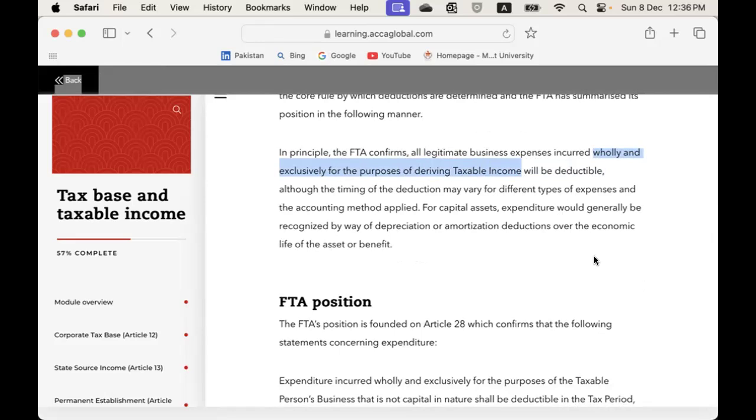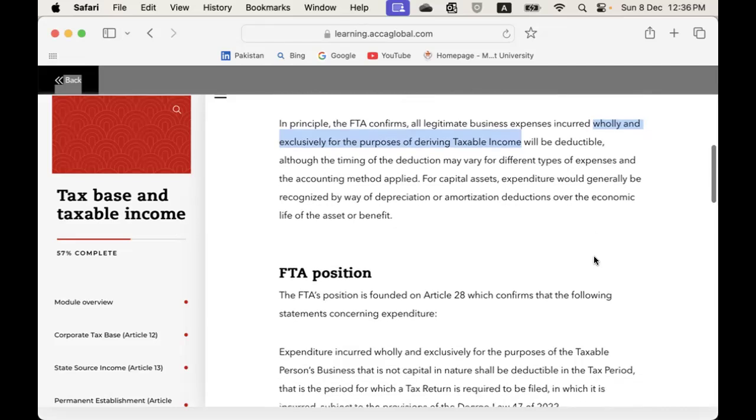I think this is not new to you. In your respective other countries, India, Pakistan, or wherever you are from, you must have read this, right? In order for an expenditure to be deductible, it has to be wholly and exclusively for the purposes of earning taxable income. So only that will be deductible.